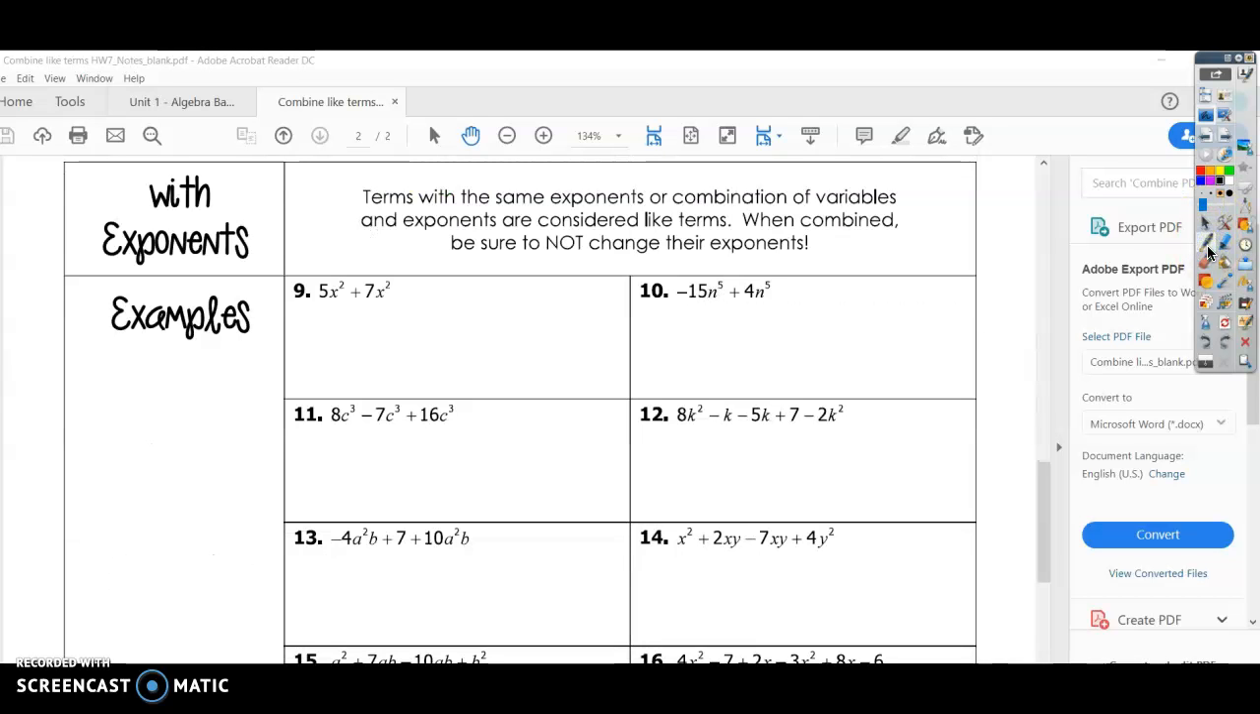All right, moving right along. Don't forget, if you need to stop and you need a little bit more time as you're taking notes, just hit pause on the video and then continue when you're ready.